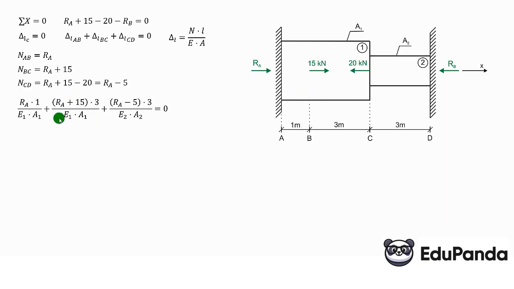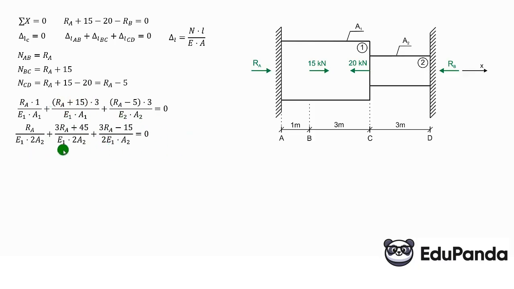I have substituted all of this. Now from the problem statement, we know that A1 is 2 times A2, and E2 is 2 times E1. And now I substitute this. For A1, 2 A2, and for E2, 2 times E1. And I multiplied the brackets above.